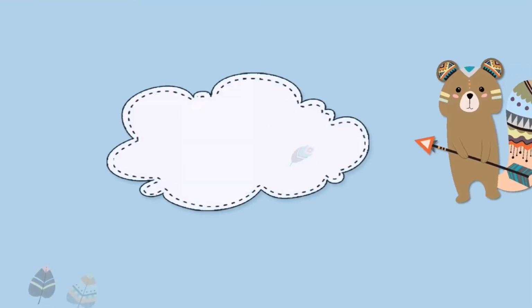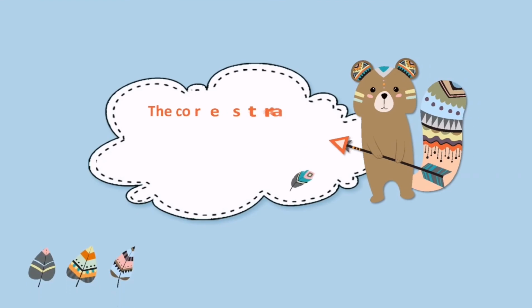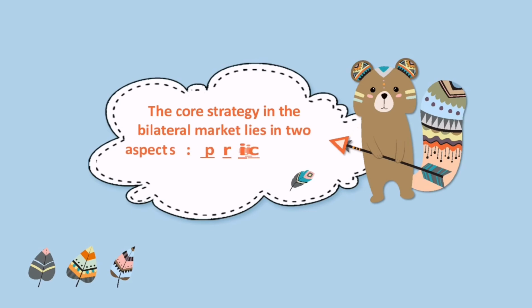The core strategy in the bilateral market lies in two aspects: pricing and openness. Pricing in the bilateral market has a distinctive feature. In traditional markets, a firm considers only the consumers on one side. However, in the bilateral market, the pricing of enterprises on one side of consumers also needs to consider the impact on consumers on the other side. Prices on both sides of the market depend on the joint set of demand elasticities and marginal costs on each side.